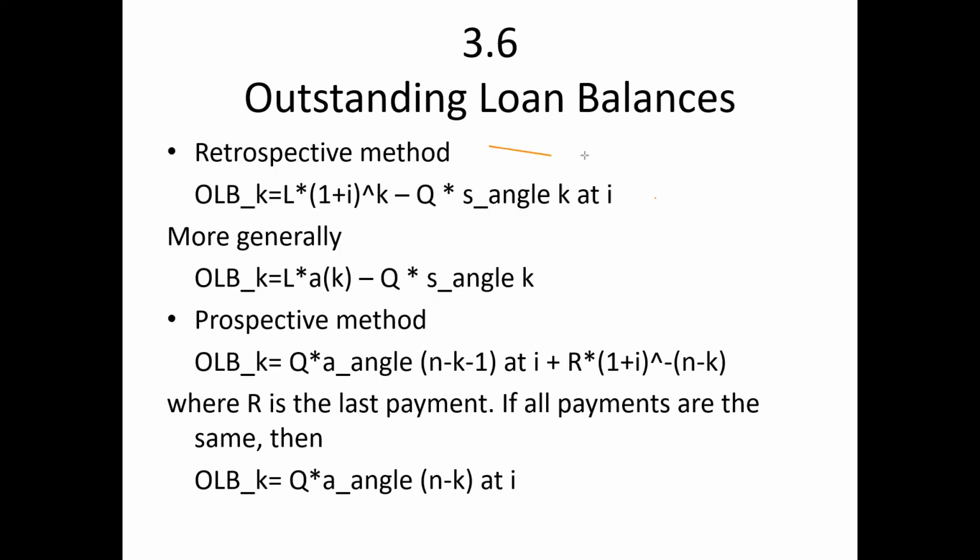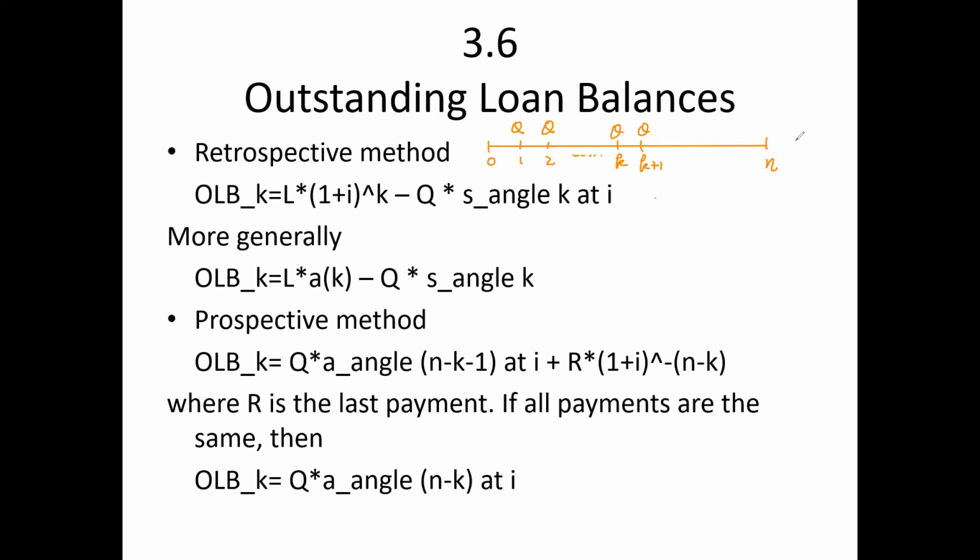Let's draw a timeline to illustrate the whole situation. So time zero, time one, time two. Let's assume you pay Q at the end of each time period. And then say this is our time K, and K plus 1, Q, Q, and finally N, which is the total number of periods.